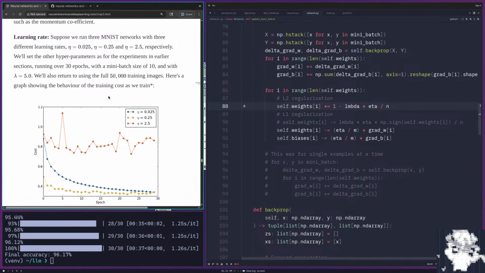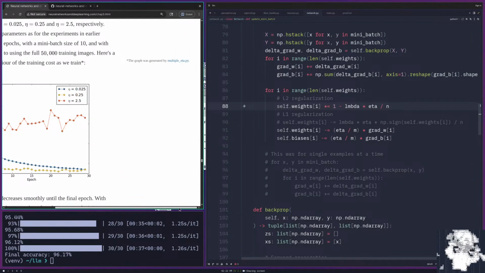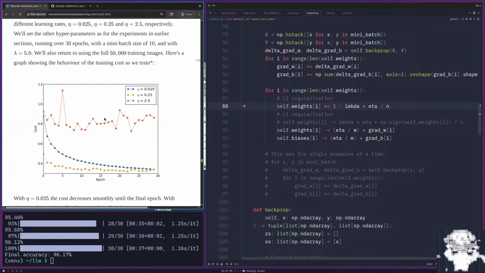Learning rate. Suppose we run 3 MNIST networks with 3 different learning rates: eta equals 0.025, eta equals 0.25, and eta equals 2.5 respectively. We'll set the other hyperparameters as for the experiments in earlier sections, running over 30 epochs with a mini batch size of 10 and with lambda equals 5.0. We'll also return to using the full 50,000 training images. Here's a graph showing the behavior of the training cost as we trained. Footnote: the graph was generated by multiple_eta.py.